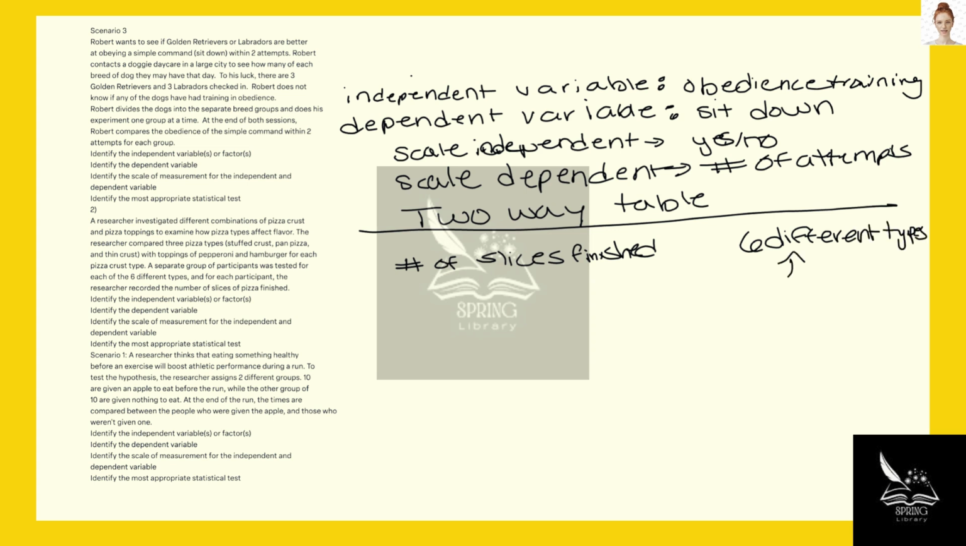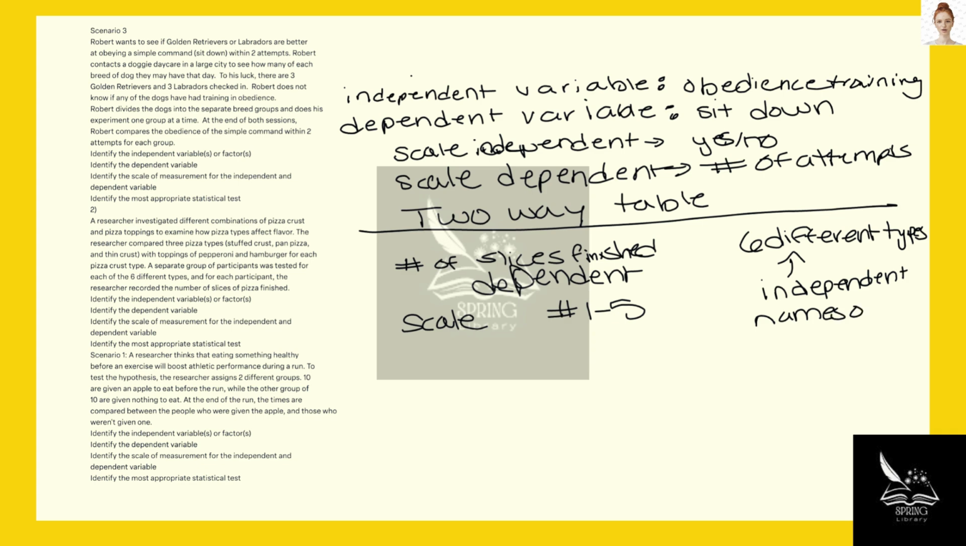So this here is the independent. And this is the dependent. And so for the scale, it's going to be numbers, say 1 through 5 maybe. And then this is going to be names of pizza. And then for this, I would also do a 2-way, or actually no, I would do a bar graph.